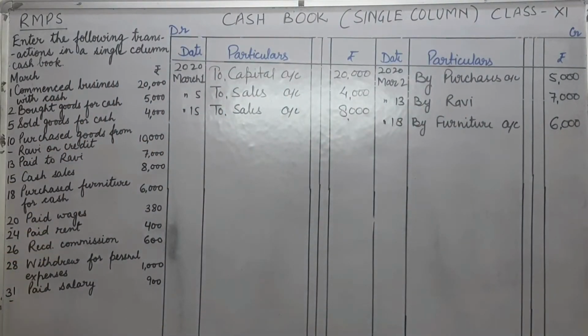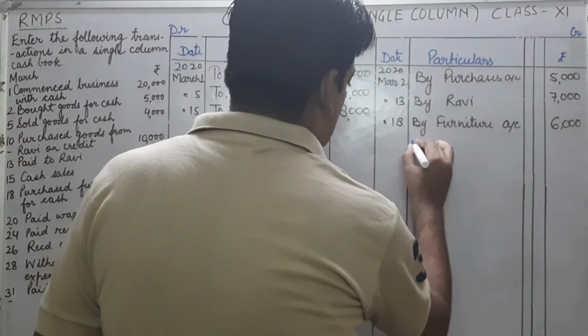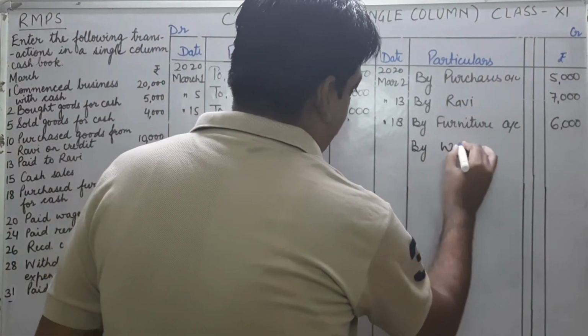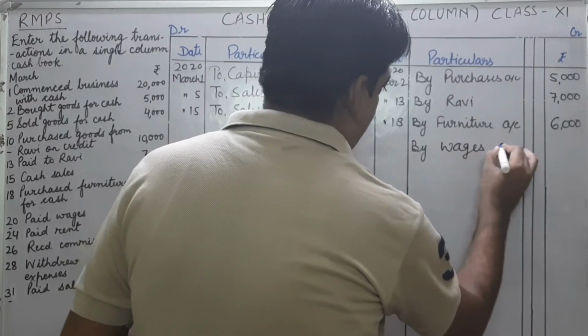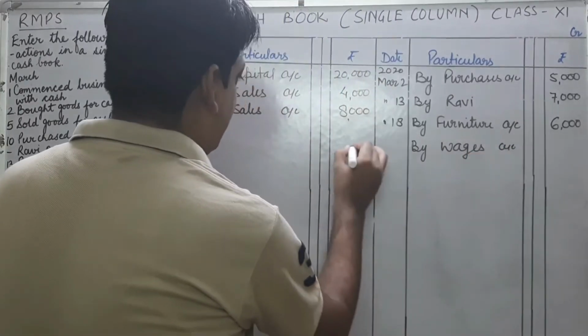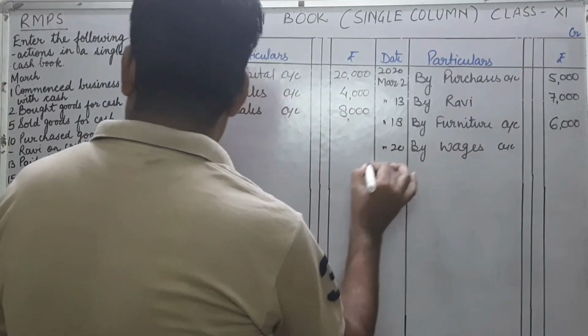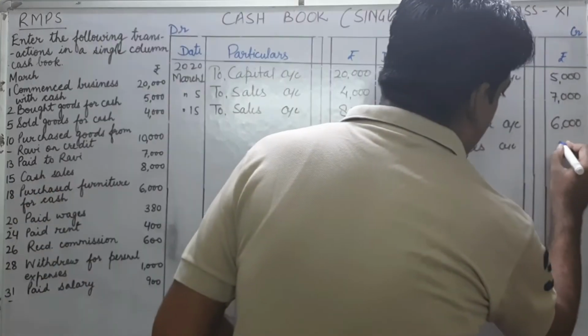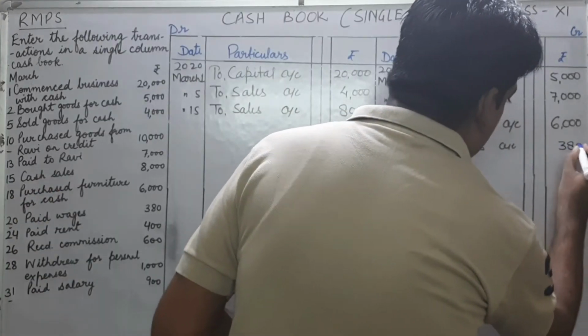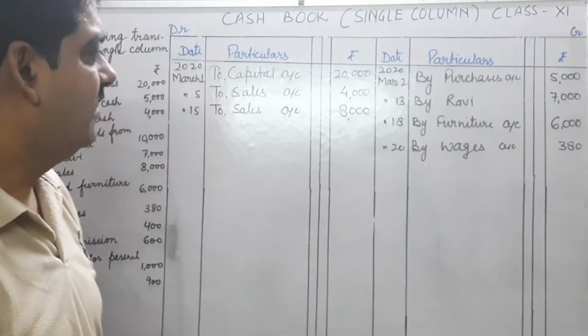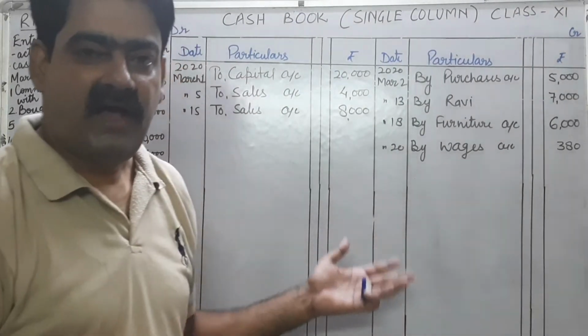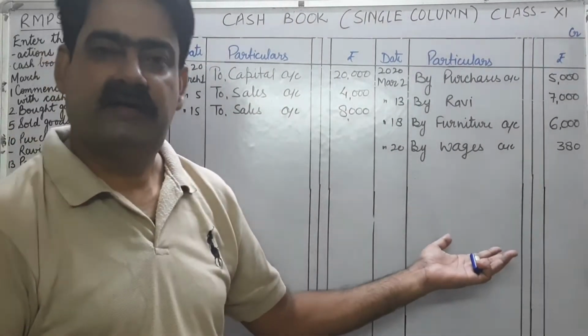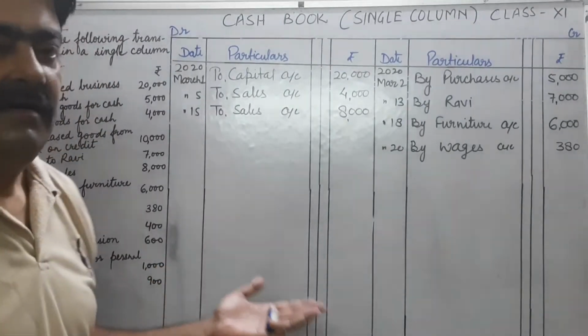Next is paid wages. This is also one of the payments, wages account debit to cash account. So by wages account, and date is March 20, and amount is 380 rupees. So like this we will write transactions in cash book. All the payments will come in credit side, all the receipts will come in debit side.